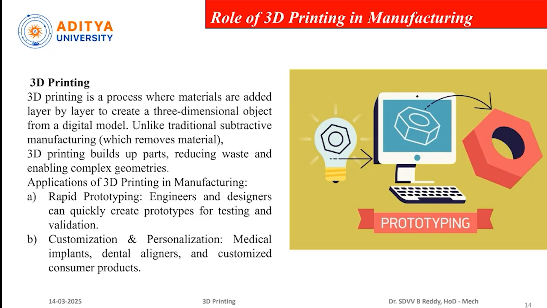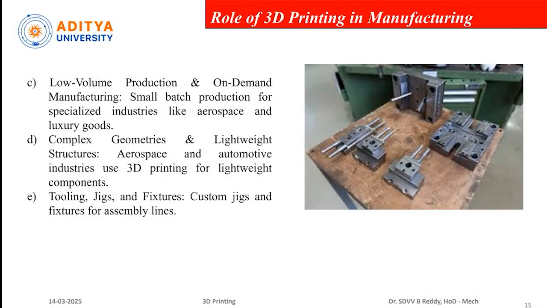These are the applications, and once again, rapid prototyping, customization, personalization, and finally low volume production and on-demand manufacturing. That is nothing but small batch production for specialized industries like aerospace and luxury goods, and complex geometries and lightweight structures which are required. Tooling, jigs and fixtures: if you see the diagram here, these are tooling jigs and fixtures, the custom jigs and fixtures for assembly lines, which hopefully are useful to us.